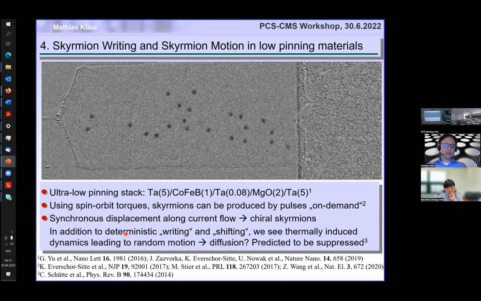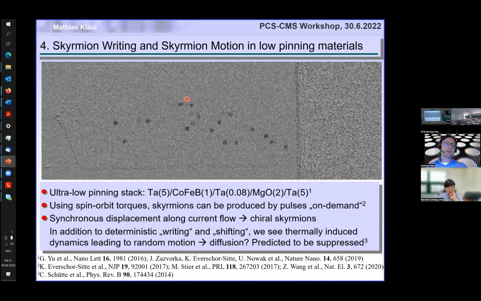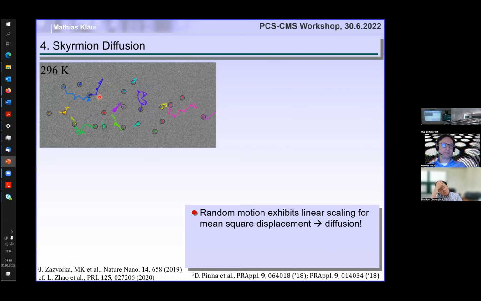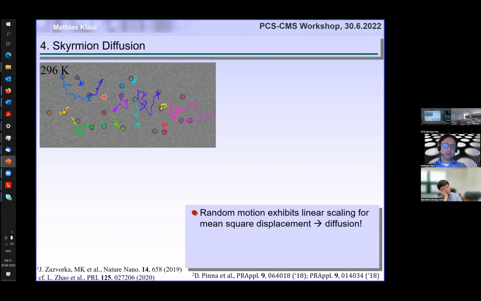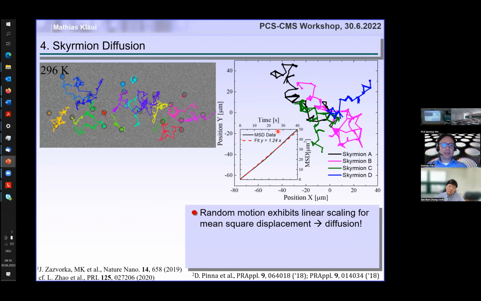And to do that, I told the students, well, just switch off the applied currents and switch off the fields and just image the direction of the motion of the Skyrmions. And here we see Skyrmions at zero current, so there's just thermal excitation, no other excitation. We see they randomly move around. And actually here we can use machine learning in order to track the positions of our Skyrmions. So we can then plot the trajectories and the mean square displacement, and we find that the mean square displacement is completely linear in time, and this means it's really pure diffusion.